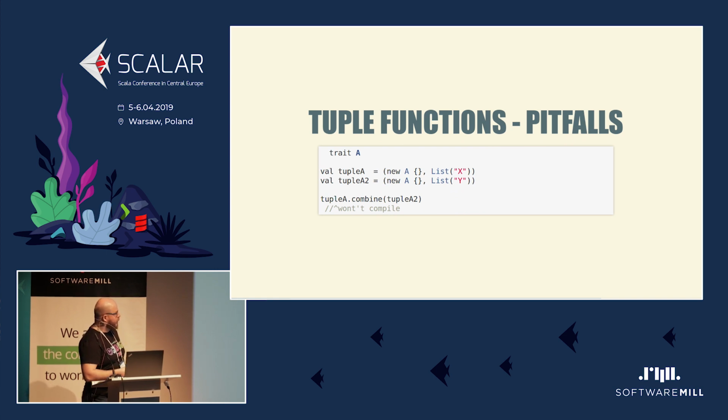So here we have a trait A, and we have a pair of this A and some list, and this won't compile because there's no information about whether there is a semigroup for A. Simply as that. And this is where defining your own semigroups and monoids can help, or generating type classes.